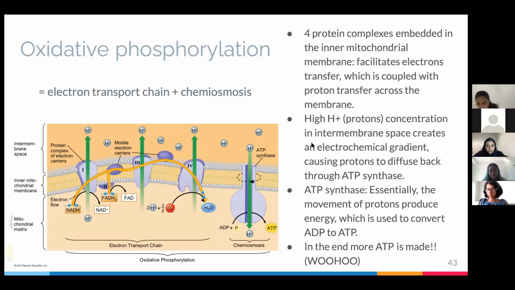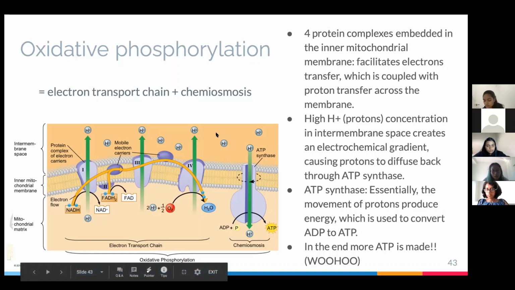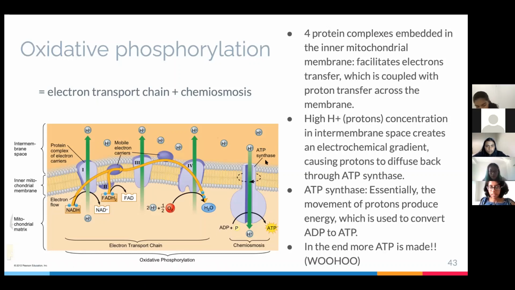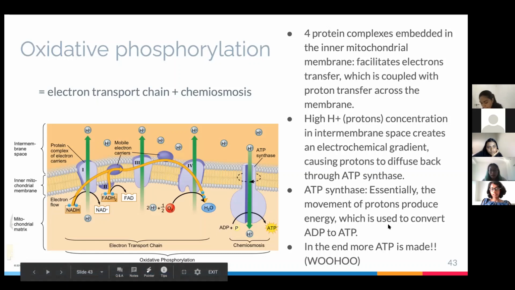And this gradient, just to achieve a balance of concentration and electric charge, these protons will want to diffuse back into the inner space of mitochondria, and they can do that through another channel, which is called the ATP synthase. When the protons are going through the ATP synthase, it pretty much turns the ATP synthase, producing a motor force, because of the motion of the protons, and that energy can be used to convert ADP to ATP.